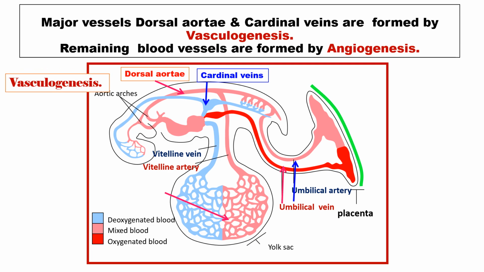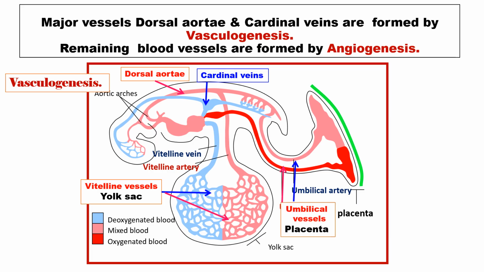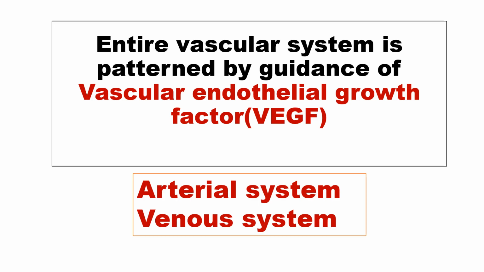The rest of the blood vessels are derived mainly by angiogenesis, that is the vitelline vessels which are derived from the yolk sac, and the umbilical vessels from the placenta. These vessels are formed by angiogenesis. The entire vascular system is patterned by the guidance of vascular endothelial growth factor, both the arterial system and the venous system.